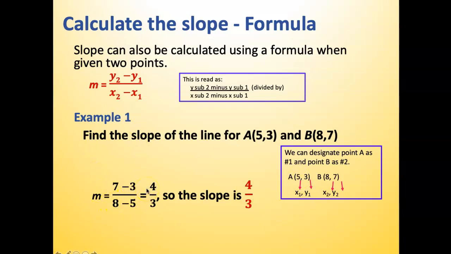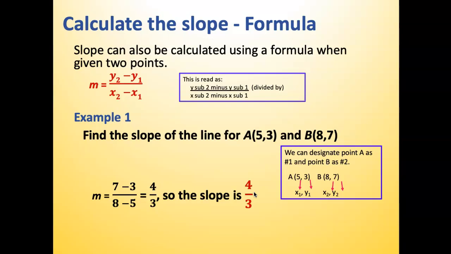7 minus 3 is 4. 8 minus 5 is 3. So the slope is 4 out of 3. It's a positive slope. So if you draw point A and B, plot them together and then connect the 2 points, you will see a positive slope, or a straight line going up. Okay, so that's the first example.